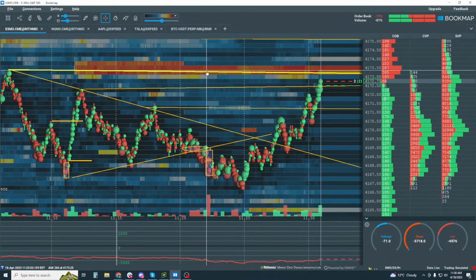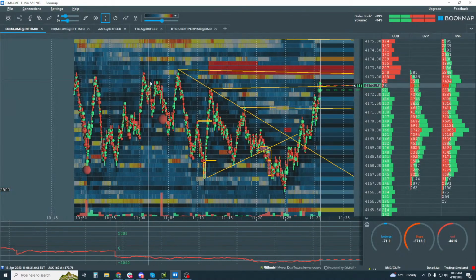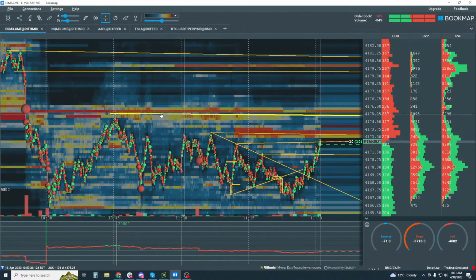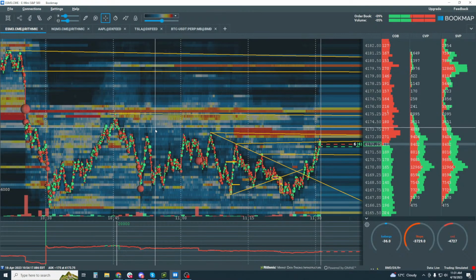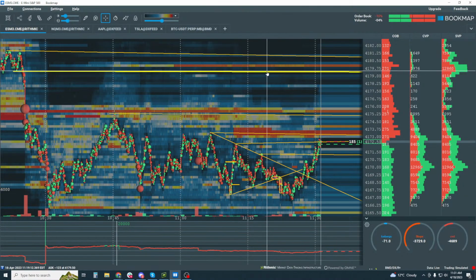Okay, so I'm looking for the move to 73, test this one up here, pop above it as well and see what's up above it here. The next level would be 75 up here. Now, we don't know if this is going to be the bigger move, you know, back up into up here.